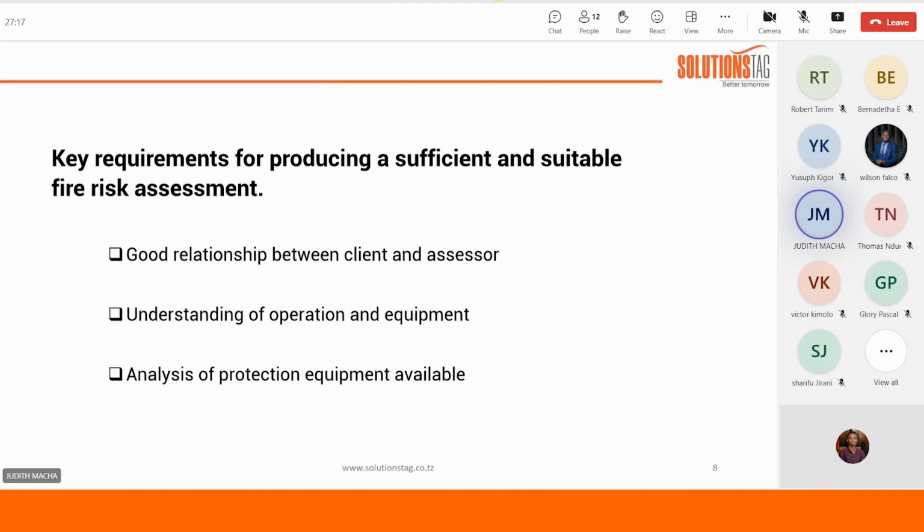But again, there's a need for a deep understanding of the operations, starting from one unit operation to the other unit operation, of the equipment, how they are working, the nature of them, what their properties are. So there's a need to understand each equipment one after another, each operation one after another, and then analyze the protection equipment available at that area. And when you are analyzing this protection equipment, you need to analyze one after another.